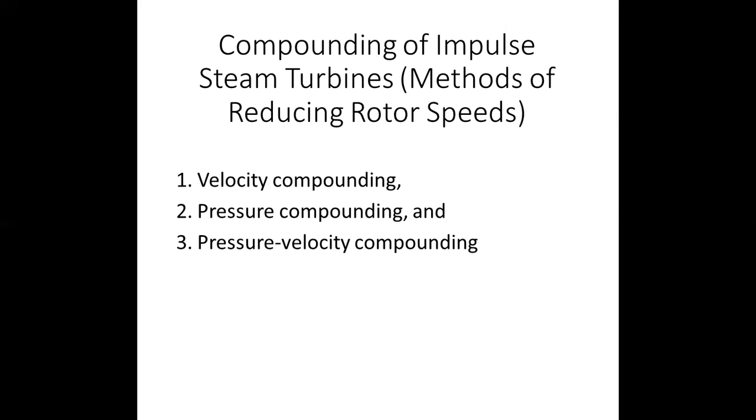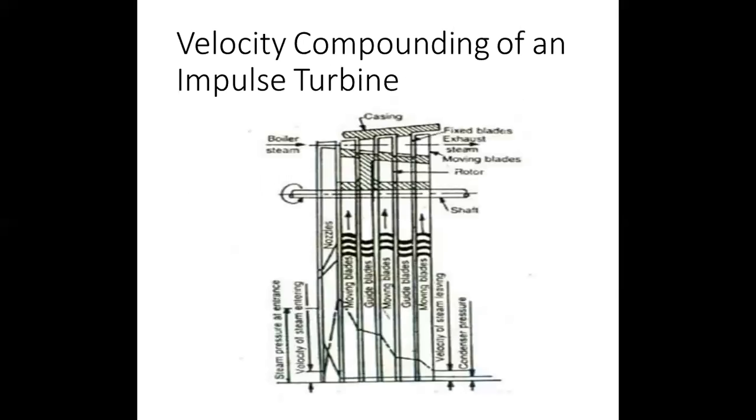All of these methods consist of a multiple system of rotors in series keyed to a common shaft, and the steam pressure or the jet velocity is absorbed in stages as it flows over the rotor blades. This process is known as compounding. There are three methods commonly employed for reducing the rotor speed. Number one, velocity compounding. Number two, pressure compounding. And number three, pressure velocity compounding.